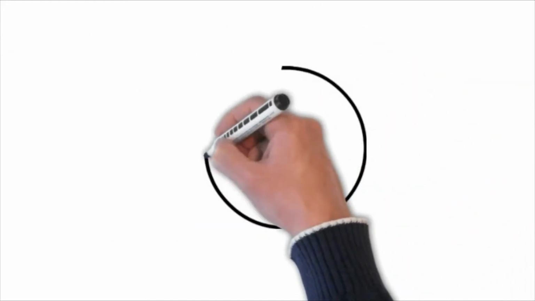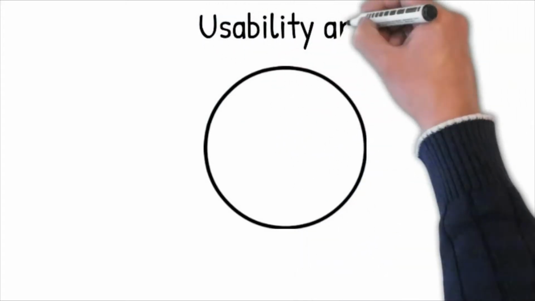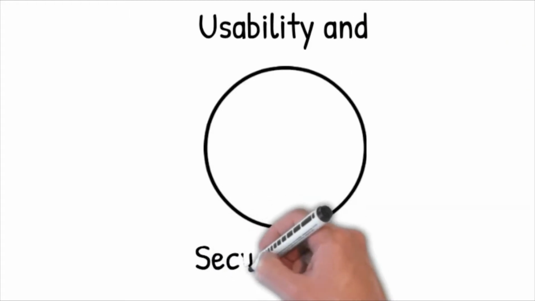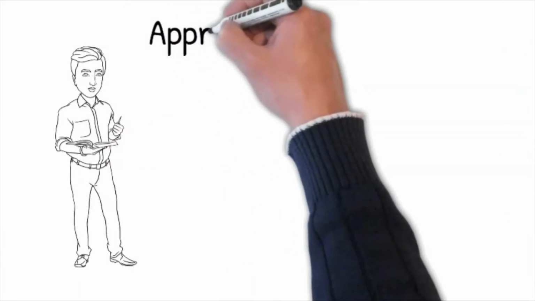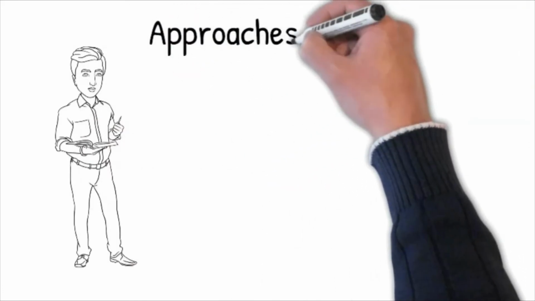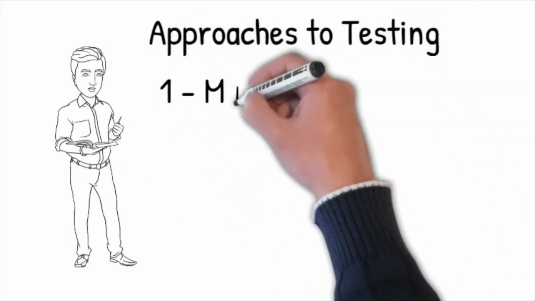Now you should note there are other types of tests beyond the scope of this video, such as usability and security testing. We don't ignore those, but we cover them in different areas, such as my web security class. So now that you understand there's different types of tests that you would run, we should talk about the approaches to testing. There's two main approaches.